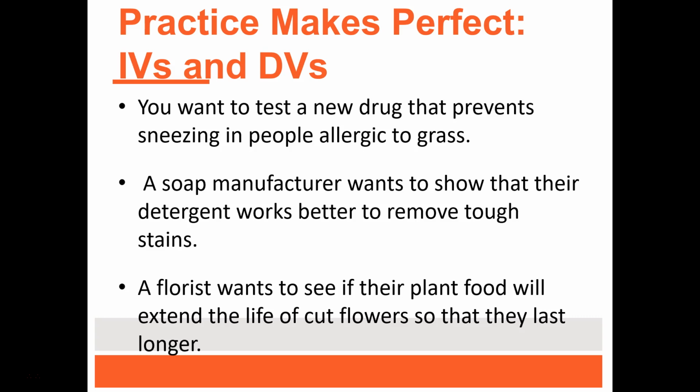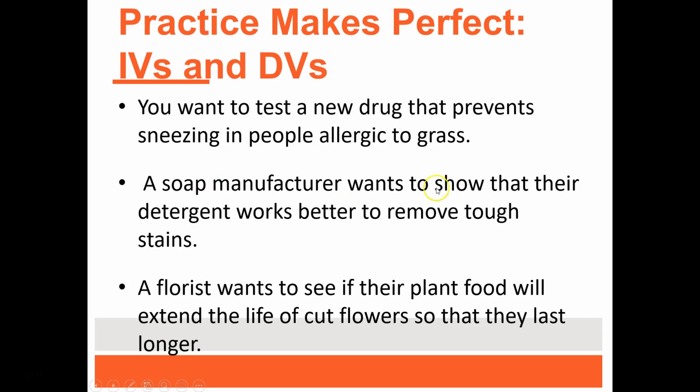So here we go. You want to test a new drug that prevents sneezing in people allergic to grass. The independent variable would be the drug, and the dependent variable would be sneezes. We'd be counting sneezes. And in terms of the levels, we might compare a new drug to an older drug, like Benadryl or Zyrtec or something else. I haven't written that there, but the levels would be the two groups I'm comparing.